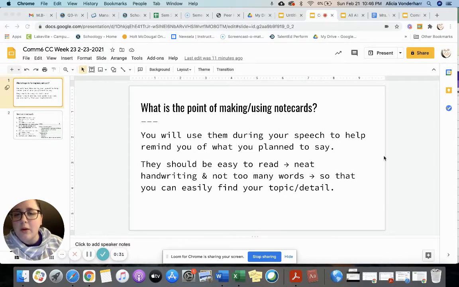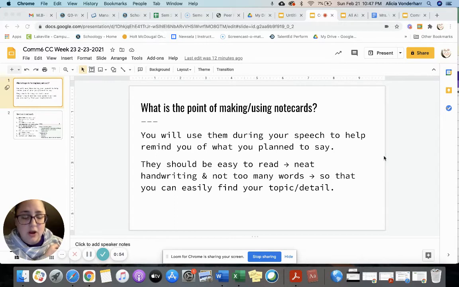So, what is the point of making and using note cards when doing a speech? You're going to use them during your speech to help remind you of what you plan to say. And it will become clear as I show you what they look like. They should be easy to read. You should use neat handwriting and not too many words if you're going to write them out by hand with physical note cards you have at home.